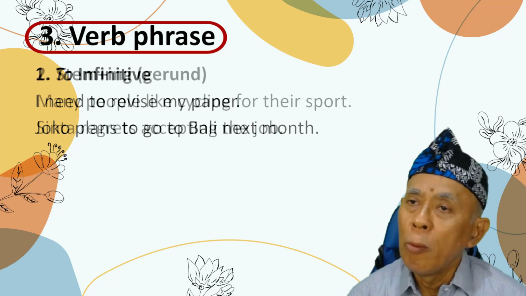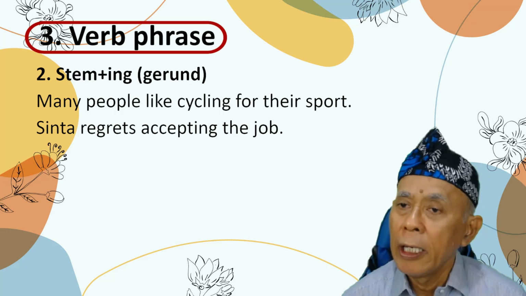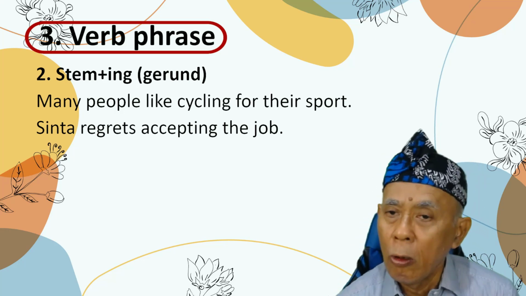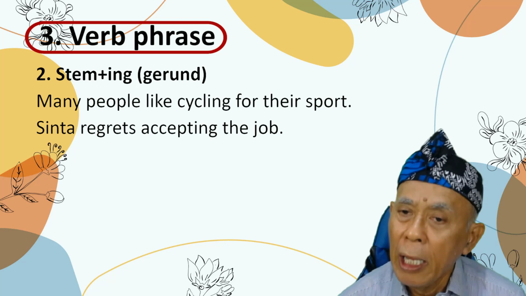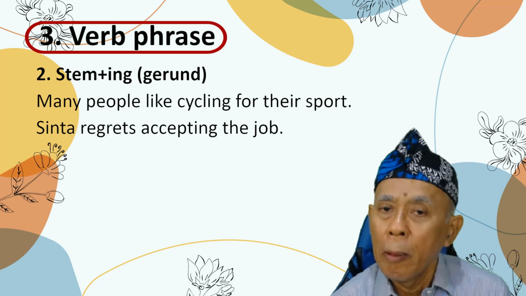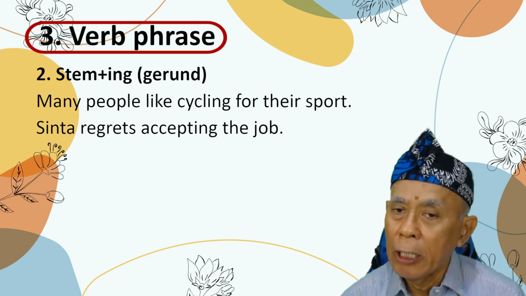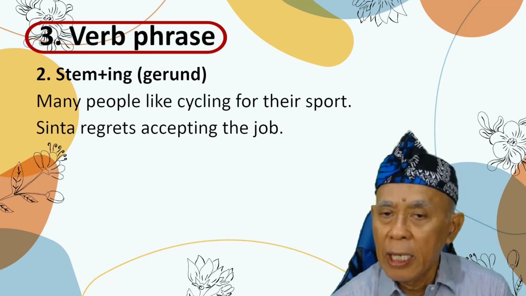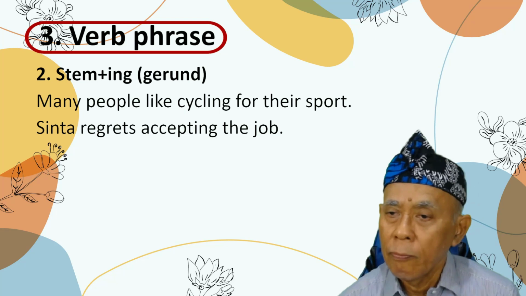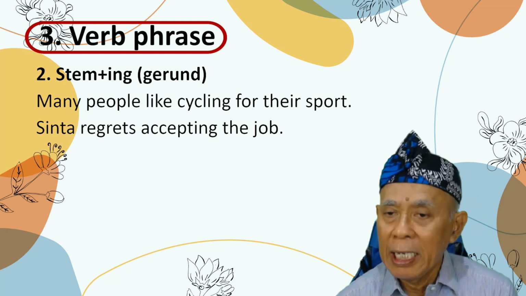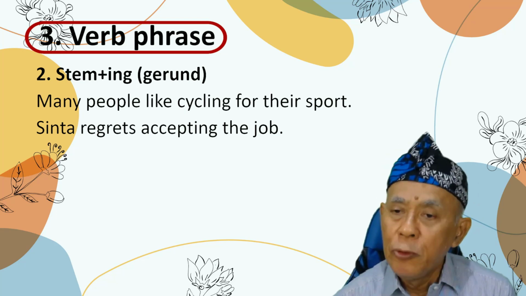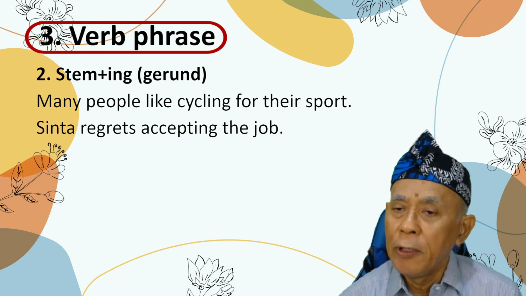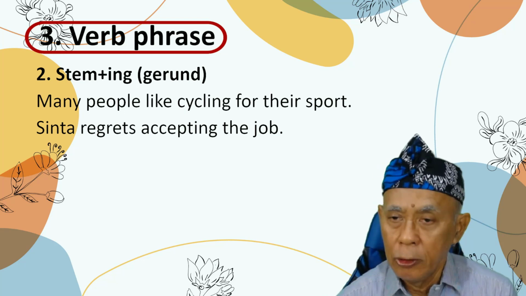The second form of a verb phrase is stem plus ing, or gerund. Many people like cycling for their sport. The direct object here is cycling for their sport. Sinta regrets accepting the job. The direct object of the sentence is accepting the job.